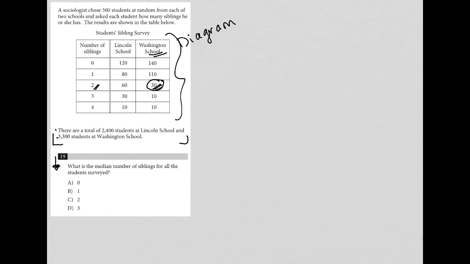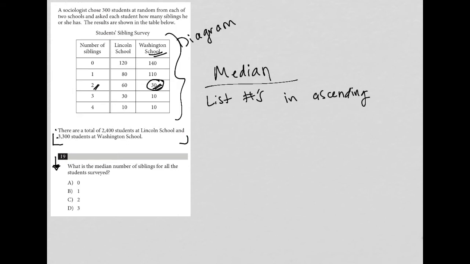So question 19 says, what is the median number of siblings for all the students surveyed? Okay, so this is a really straightforward question, although it can be a very tricky question. So first and foremost, what is median? A median is when you list numbers in ascending, or I could have said increasing order, and find the middle number.